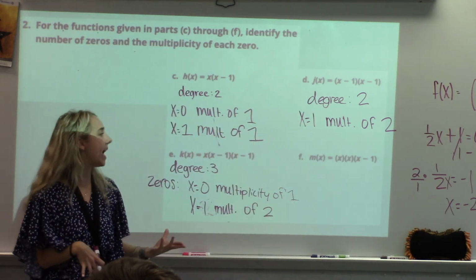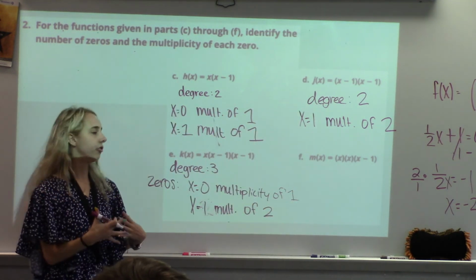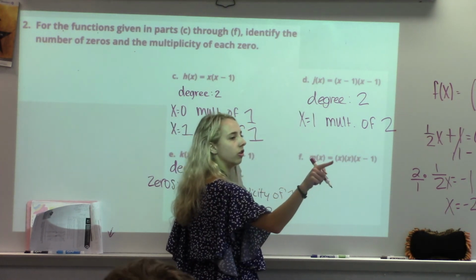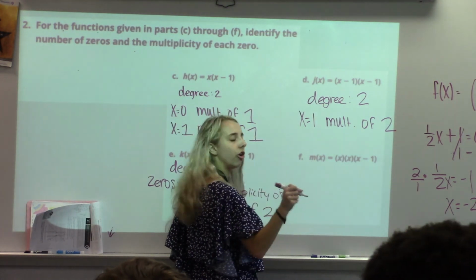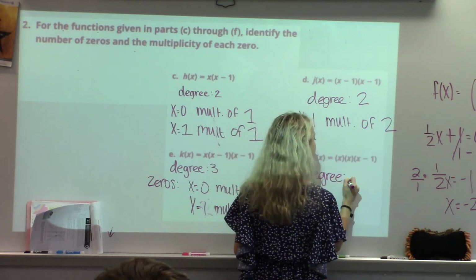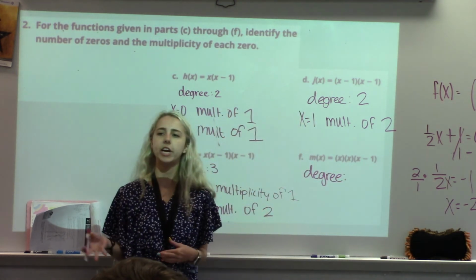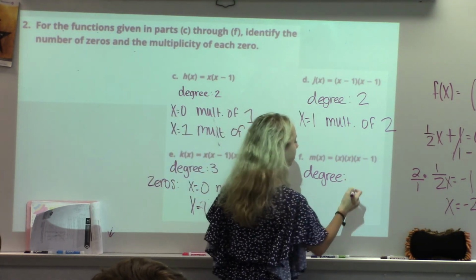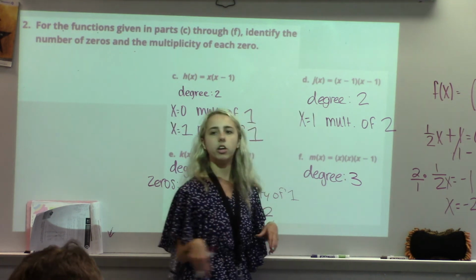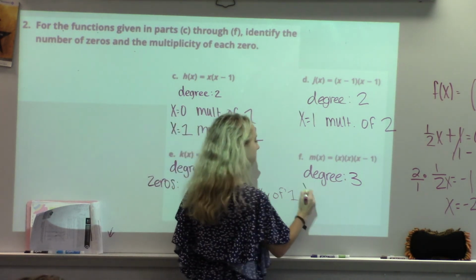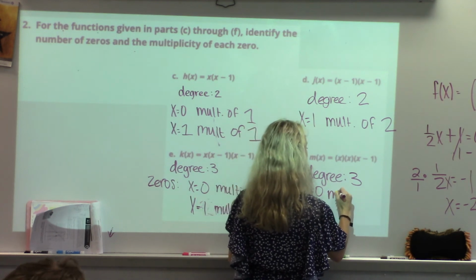Okay, and then F. Jesus, first, what's the degree of this function? That's 3. How did you know it was a degree 3, Jesus? I just looked at the x's. You looked at the x's. You notice we were multiplying three linears, right? Three linear functions, degree 3. And then, what's a 0, Chloe? X equals 0 with the multiplicity of 2. Okay.